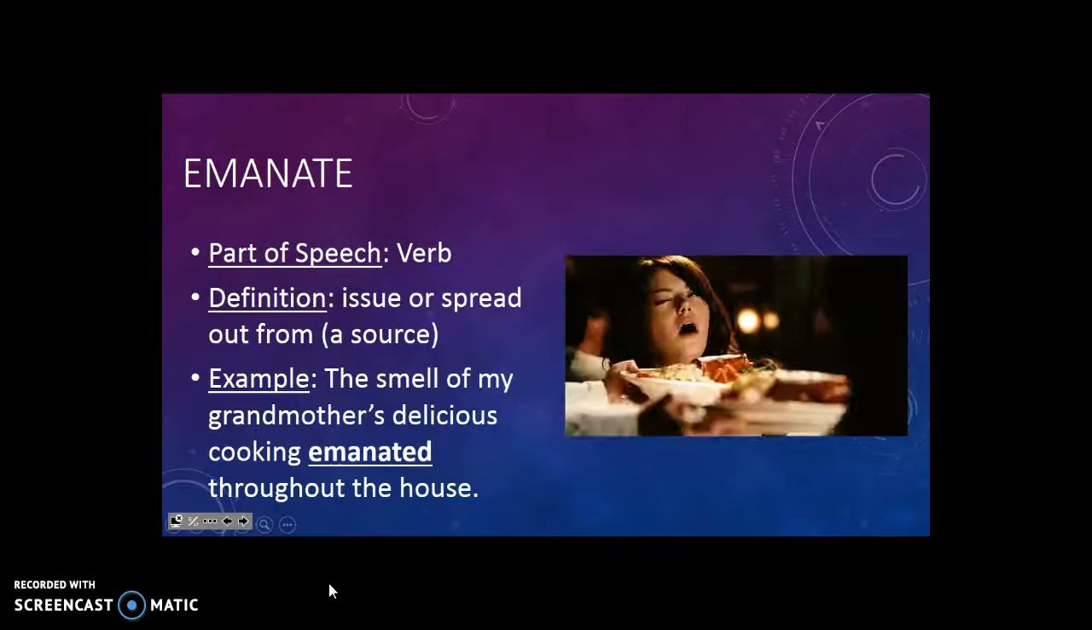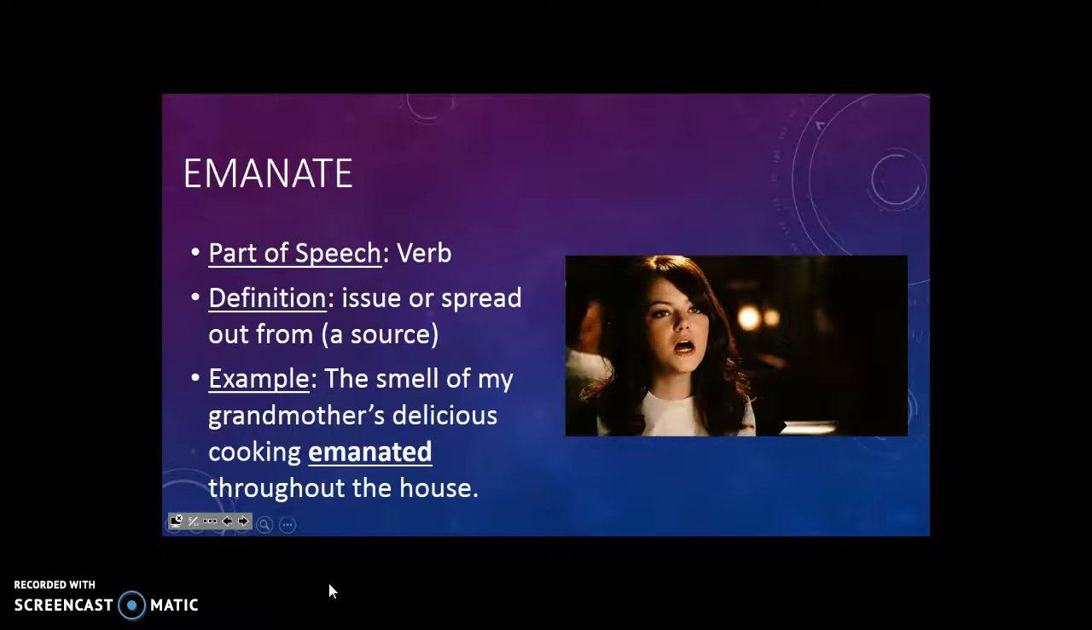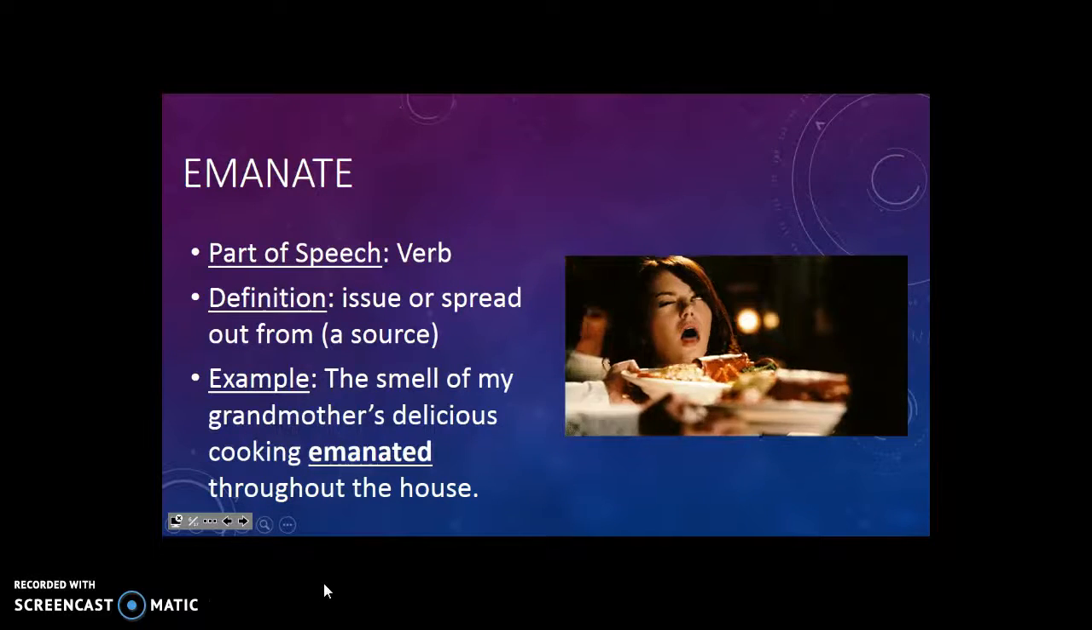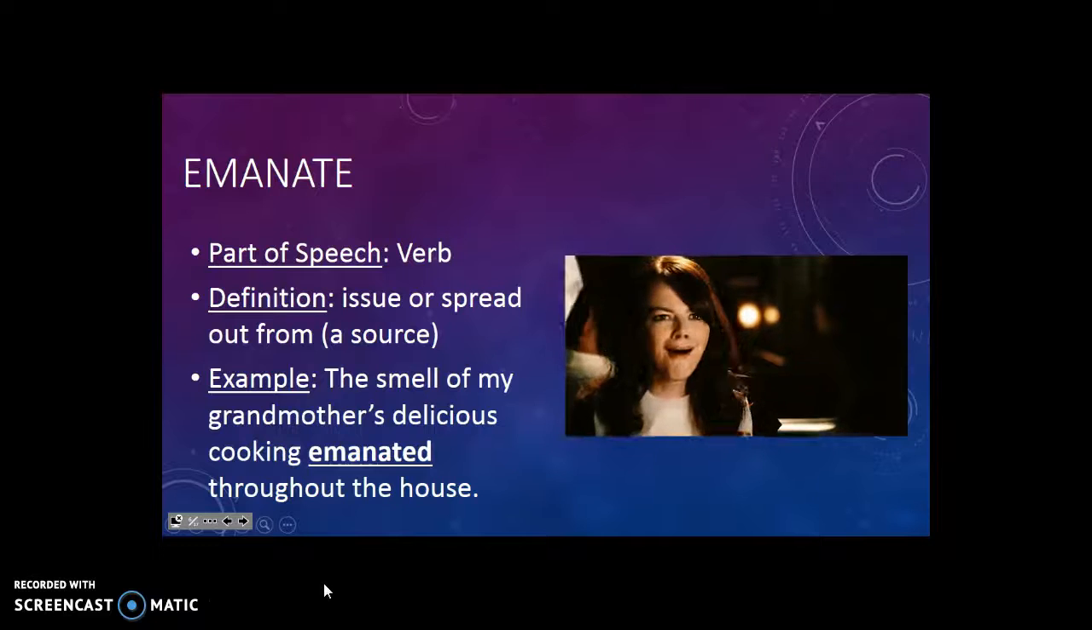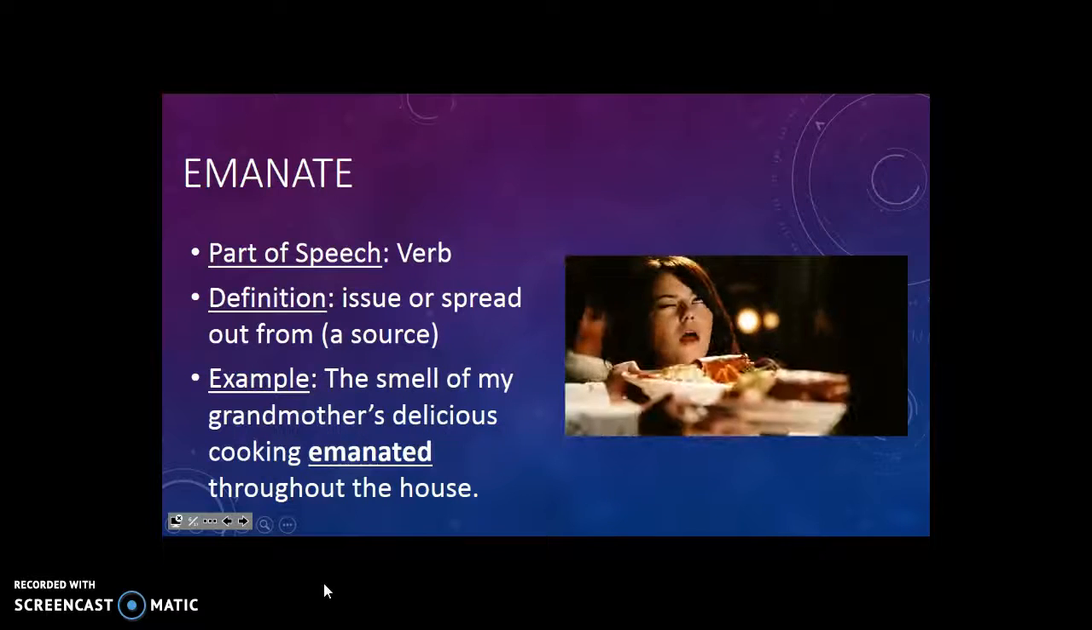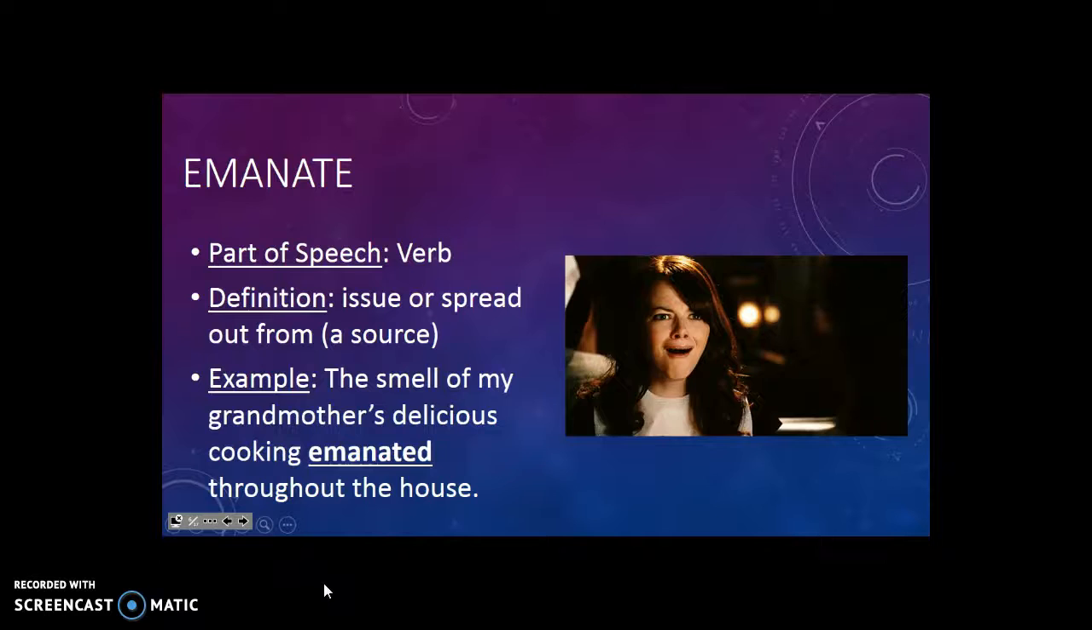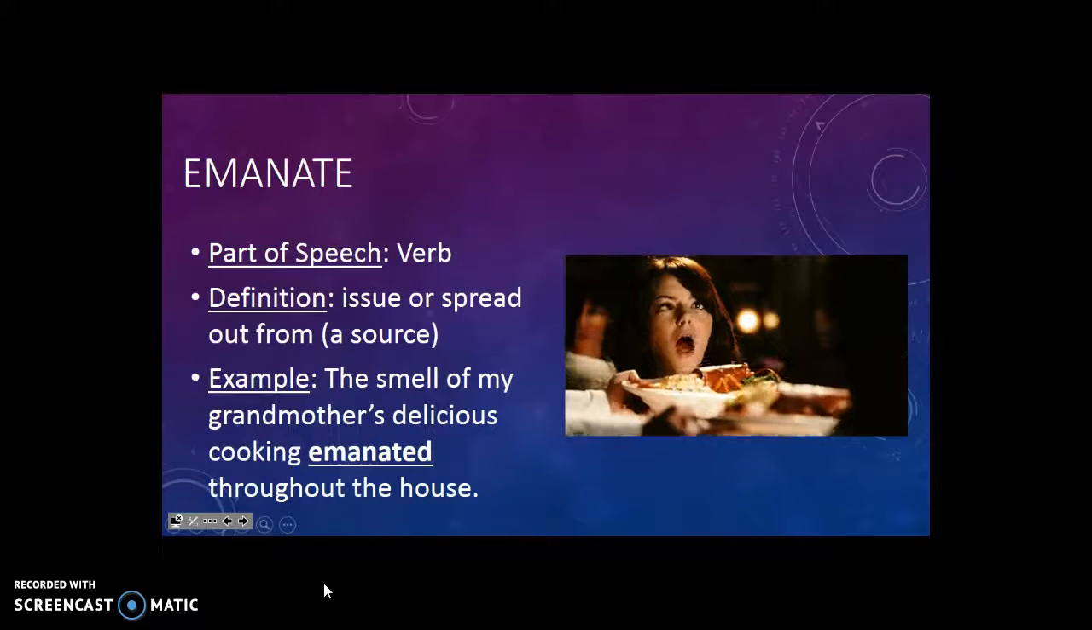Our next word is emanate. Emanate is a verb. The definition is issue or spread out from. Typically, it comes from a certain source. So, for example, the smell of my grandmother's delicious cooking emanated throughout the house.